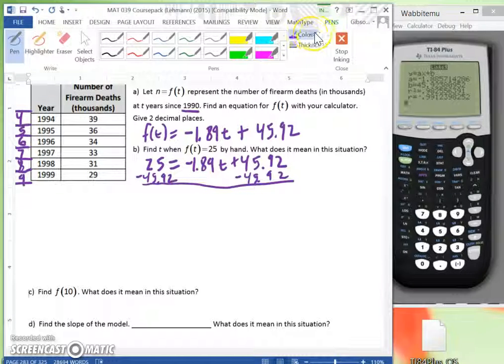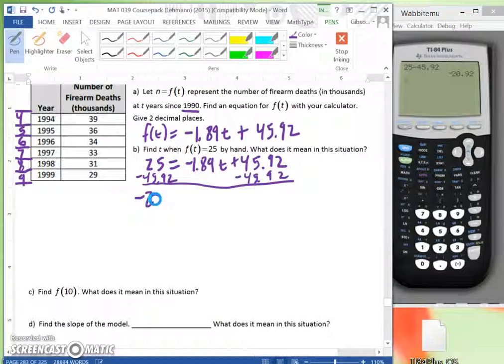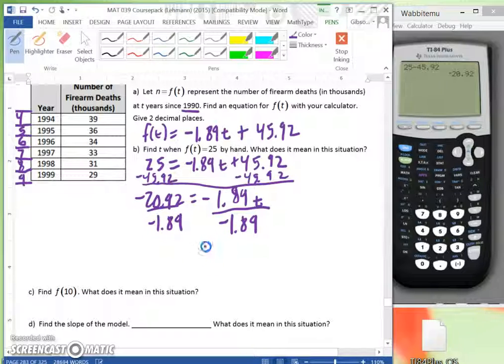We could go back to our calculator and, just to be sure, type in 25 minus 45.92, and that will give us negative 20.92 equal to negative 1.89t. Now we would divide each side by negative 1.89, and on this side here we will have t.